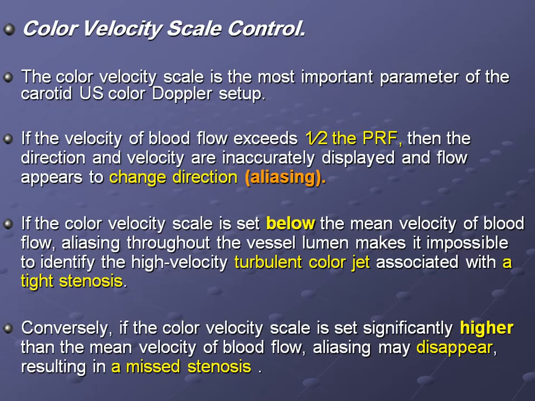Now, the scale control, the color velocity scale, is the most important parameter of the carotid ultrasound. If the velocity of the blood flow exceeds one half the scale or the PRF, the pulse repetition frequency, the direction of the velocity will be inaccurately displayed and there will be aliasing. So the scale must be more than half the peak systolic velocity. We'll show you.